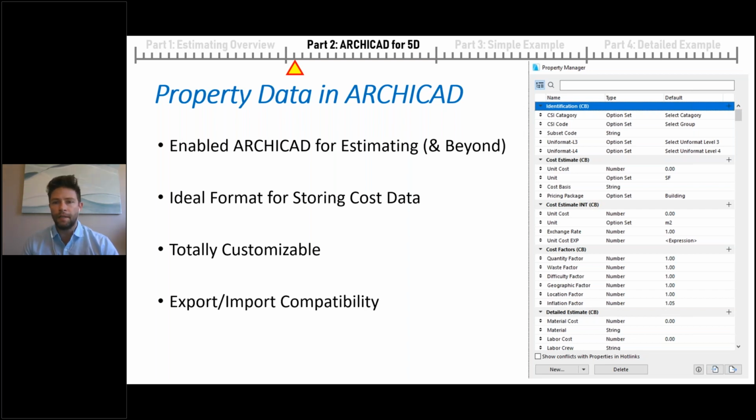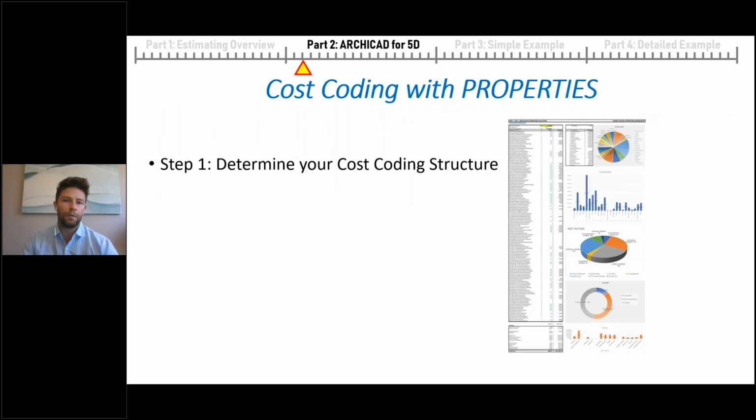Data is best stored, I would say, in the property data, because it allows you to customize a lot of information. You can add formulas to it with expression-based properties. And you can also export this out to Excel, manipulate it in Excel, and then import it back in. So the property data is a really, really powerful tool that really enables you to work with the information behind the models.